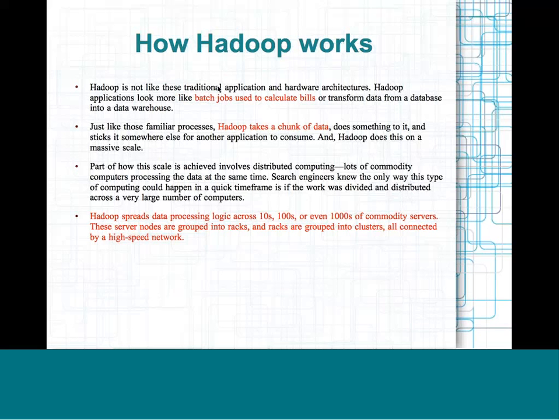Now, just like other processes, Hadoop takes a chunk of data, does something to it and sticks it somewhere else for another application to consume, right? And Hadoop does this on a massive scale. So scale, you say velocity, volume and variety. These three are primary keywords that actually help you to understand the objective of Hadoop, right?